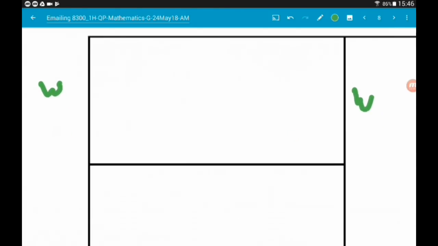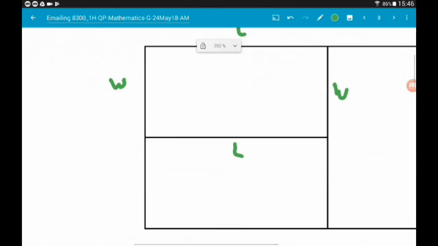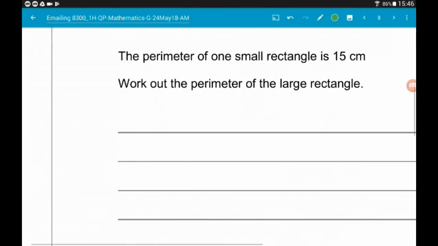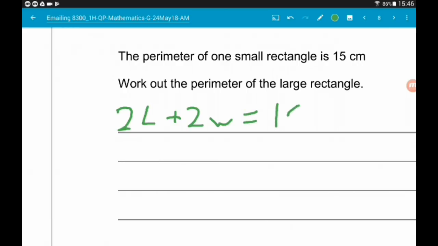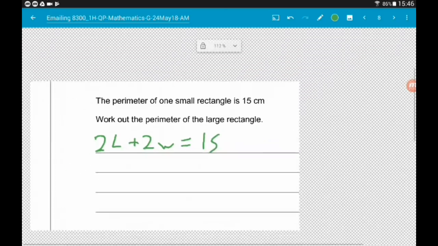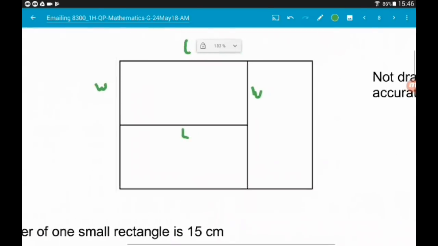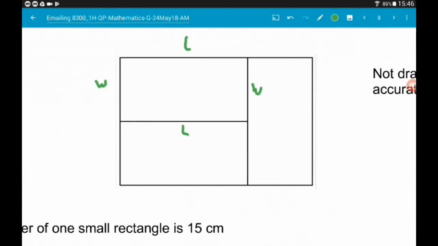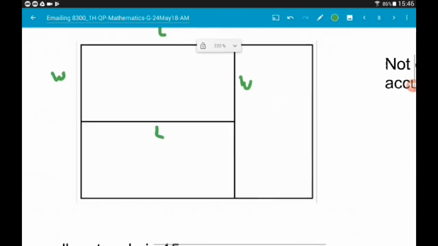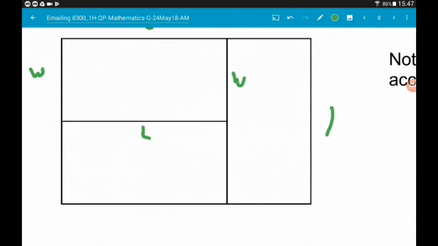So we know that 2 lots of the length add 2 lots of the width is equal to 15. Now, what we can spot from the large rectangle is that a length is 2 lots of the width.